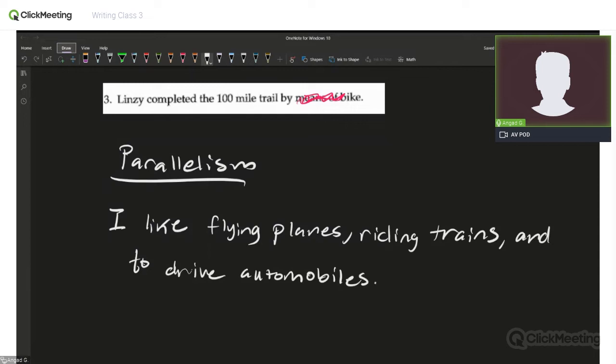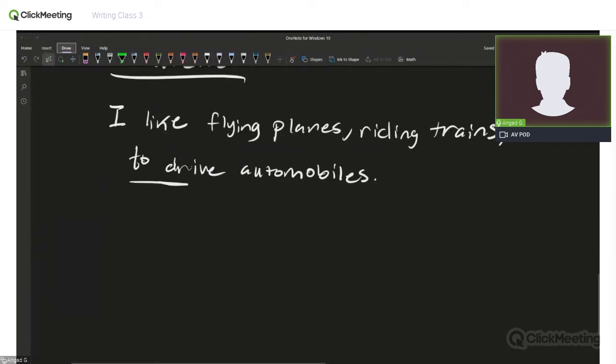Do you guys see this awkwardness here? To drive. This makes the whole sentence awkward and not fluid, right? And the reason it's not is because it's not parallel. This "to drive" makes this sentence not parallel, and this has to do with the structure of the sentence. So let's say we have flying, we have riding, and then we have to drive. That's just going to make it awkward and incorrect. So we have to keep it consistent. What are we going to do here? We just make this "and driving automobiles," and that keeps the sentence consistent and parallel. Do you guys get that?